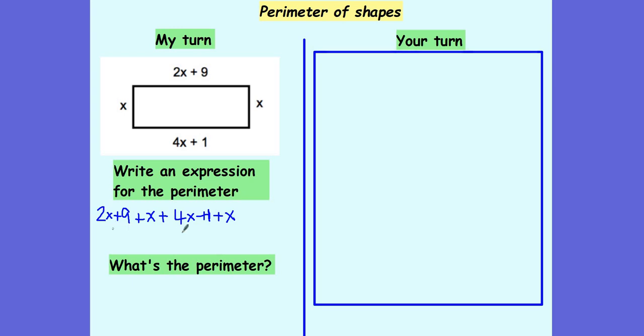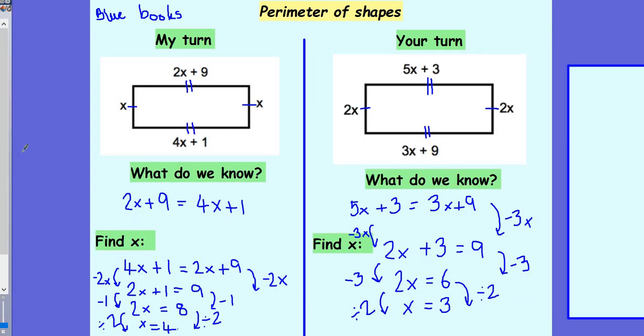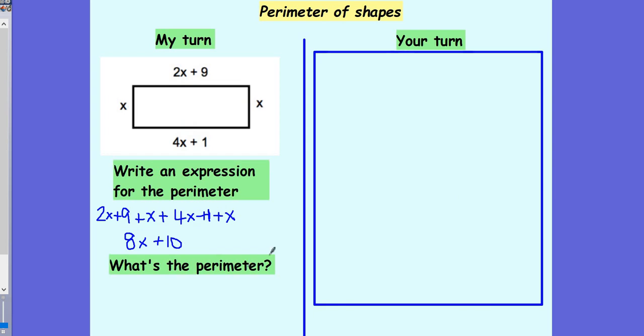Altogether I've got 2 plus 4 gives me 6, 7, I've got 8x. And I've got 9 plus 1, which gives me 10. So my perimeter is 8x plus 10. But previously, we worked out that x was equal to 4. So we can just substitute this in to our perimeter to work out what the actual perimeter is.